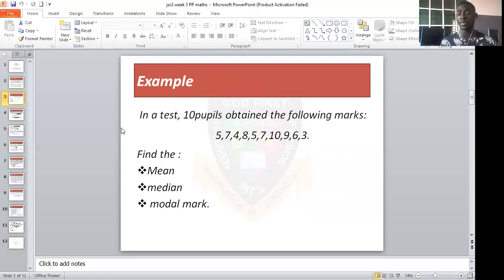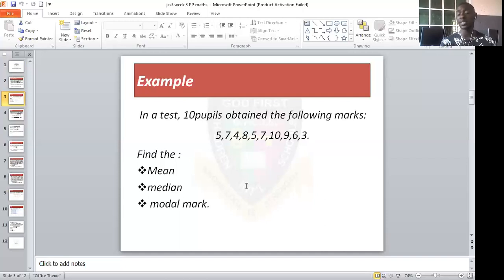Modal also means mode. So in the test, 10 pupils obtained the following marks: 5, 7, 4, 8, 5, 7, 10, 9, 6, 3. So how do you calculate the mean? Mean is the sum of the total numbers over the number of numbers. That is the addition of 5, 7, 4, 8, 5, 7, 10, 9, 6, and 3 divided by the number of them, which is 10. That is 1, 2, 3, 4, 5, 6, 7, 8, 9, 10.